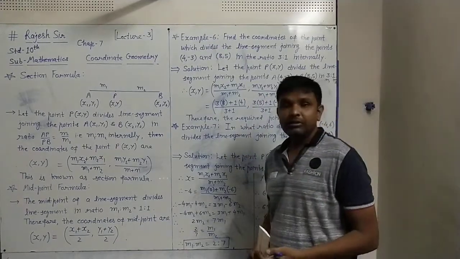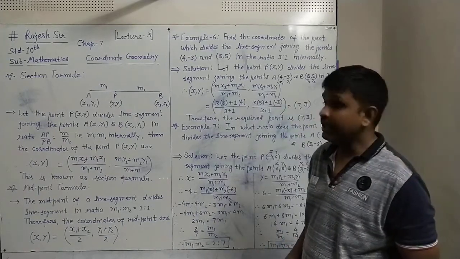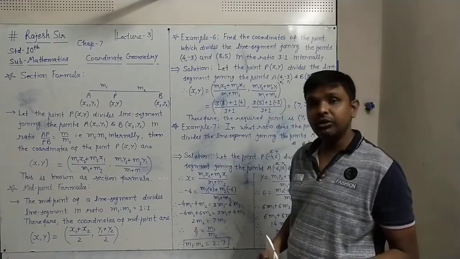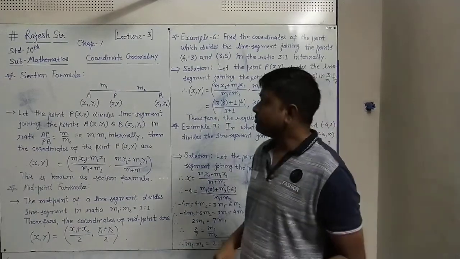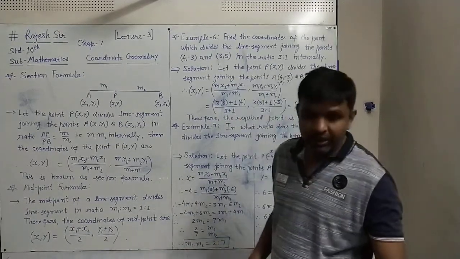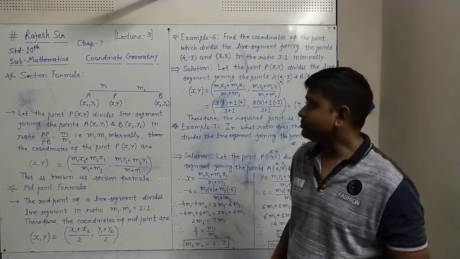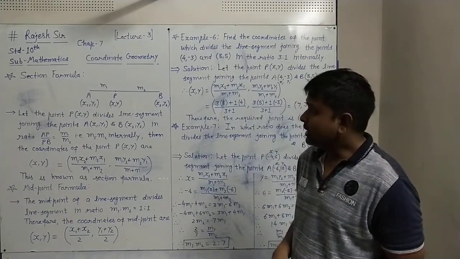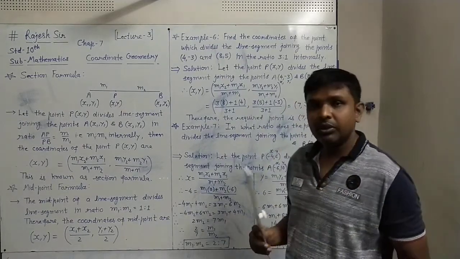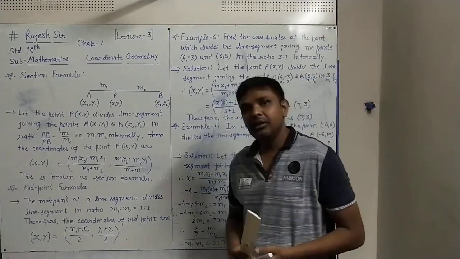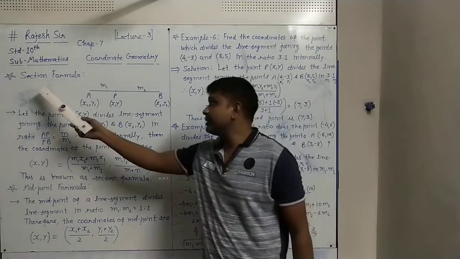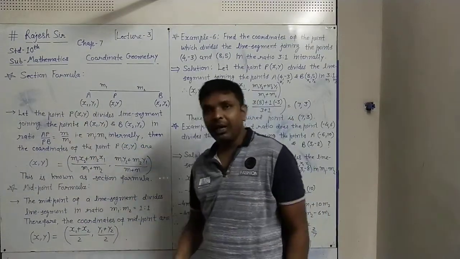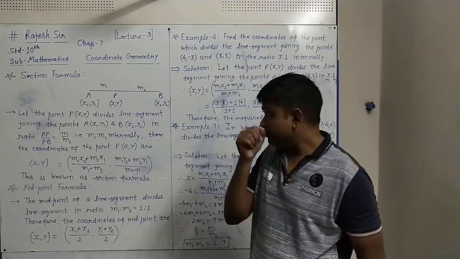In the last lecture, we saw the distance formula and related examples. We did 5 examples, and I told you to solve exercise 7.1. Now after exercise 7.1, which was related to the distance formula, the next formula we have is the section formula. Why is it called the section formula?